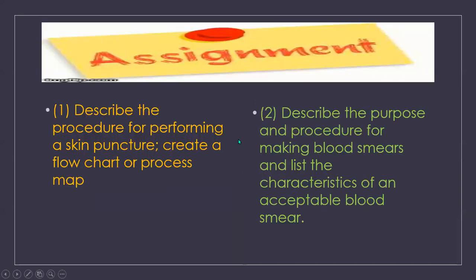Okay, so for your assignment, you're going to create a flow chart or a process map of how to perform a skin puncture, and also describe the purpose and the procedure for making blood smears, and list the characteristics of an acceptable blood smear. And post your picture when complete.